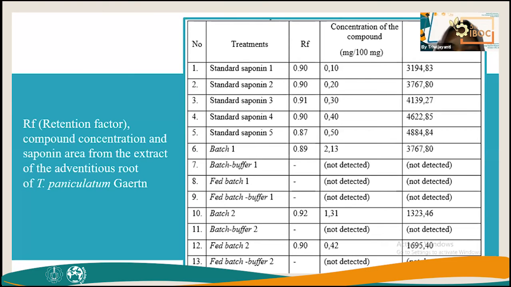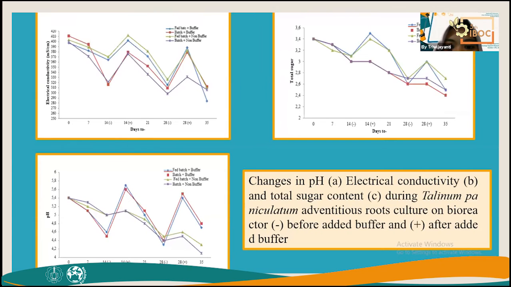The table shows that buffer batch and fed-batch did not detect a concentration of saponin, but unbuffer batch or fed-batch show a concentration of saponin. This is the change in pH, electrical conductivity, and total sugar content during Talinum paniculatum adventitious root culture in the bioreactor. Minus for before the buffer and plus for after the buffer.